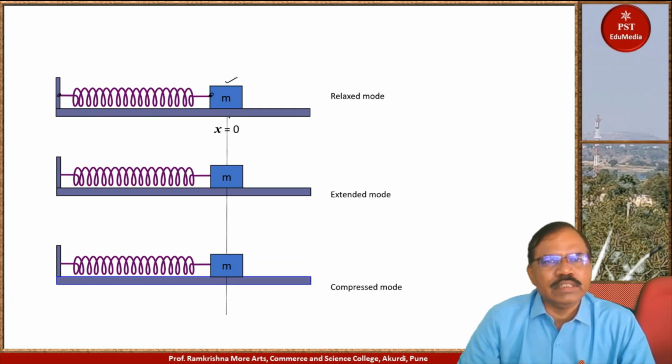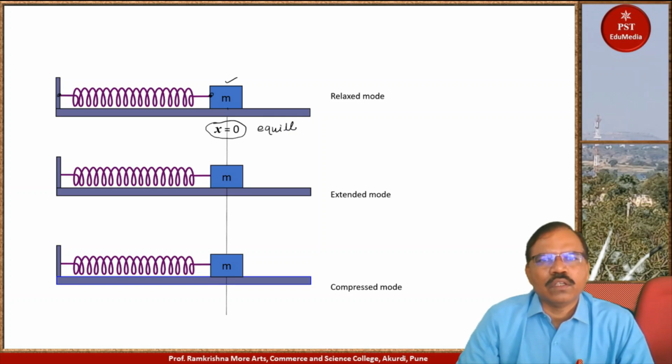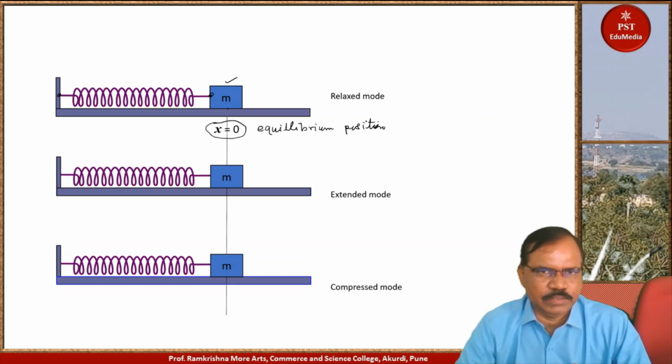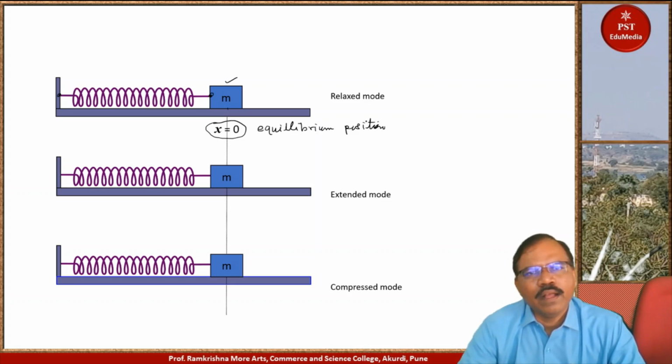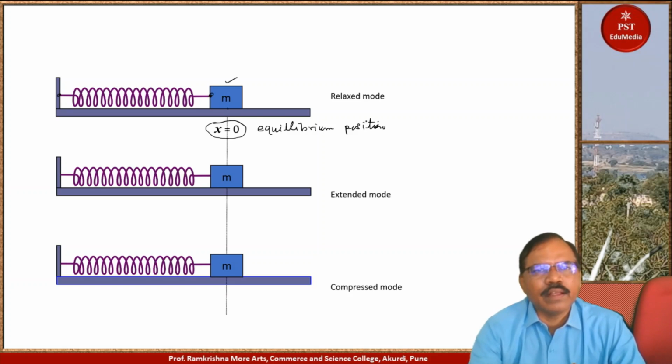So the position of the mass is considered as equilibrium position, and I will call this x is equal to 0. This is equilibrium position. Now let us go to the second figure.